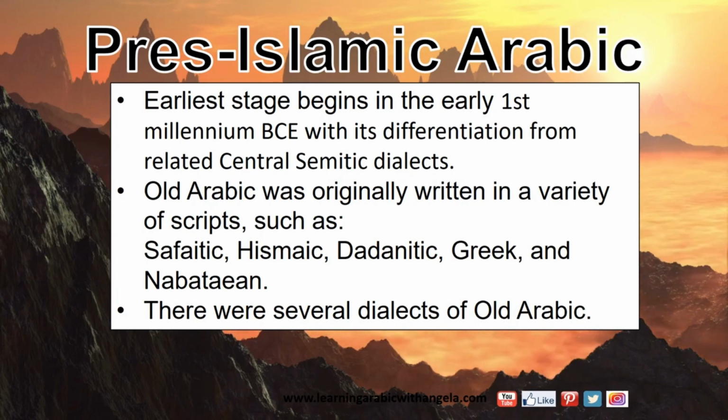Old Arabic was originally written in a variety of scripts, such as Safaitic, Hismaic, Dadanitic, Greek, and Nabatean after the demise of the Nabatean kingdom. There were several dialects of Old Arabic itself.